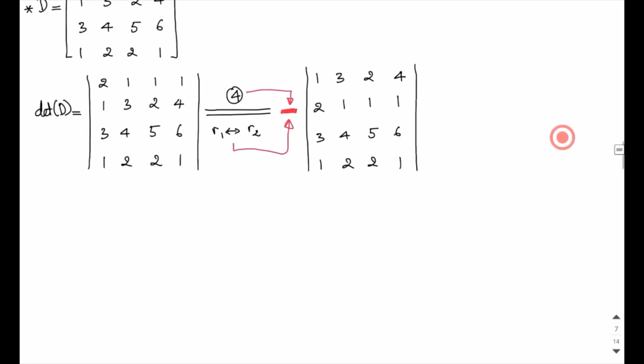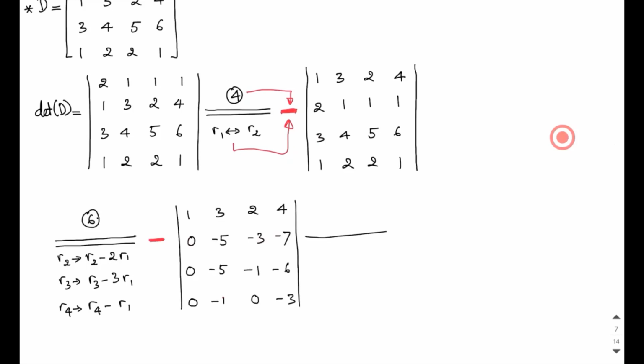Now that we have the number 1 on the top, we are going to zero out all entries below it. In order to do so, we are going to use property number 6. Row 2: if you want to zero out the number 2, you subtract 2 times row 1. Row 3: if you want to zero out the number 3, you subtract 3 times row 1. And row 4: if you want to zero out the number 1, you subtract row 1 from row 4.